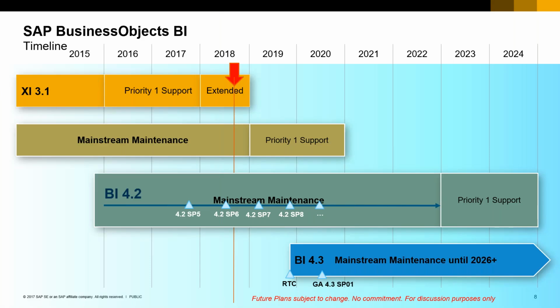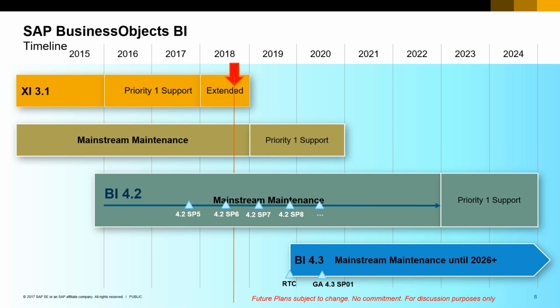Before we get started, I just want to quickly talk to you about the timeline. If you are on the BI XA 3.1 version, the priority one support has ended. It was on December 31st of 2018. We ended the priority one support, so XA 3.1 is officially not supported anymore. The same on 4.1, the mainstream maintenance is complete with 4.1 service pack 12 being the last service pack. What we have now is about 2 years of priority one support for 4.1 before it gets end of life. So our mainstream product at this point is BI 4.2.